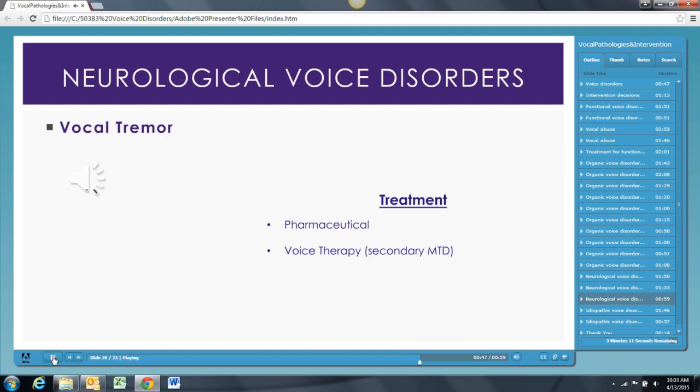Like spasmodic dysphonia, voice therapy can be beneficial for relieving compensatory hyperfunction, although again, it doesn't target the neurological cause of the tremor.